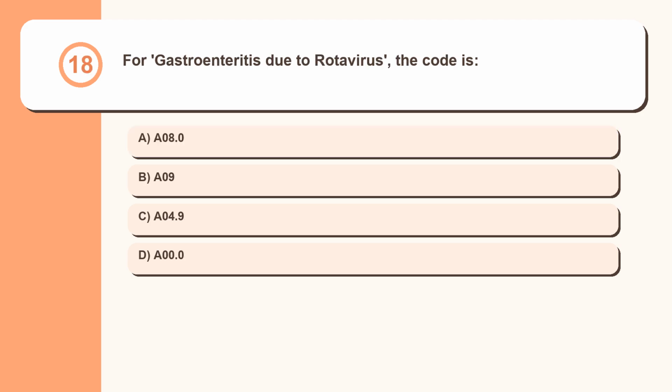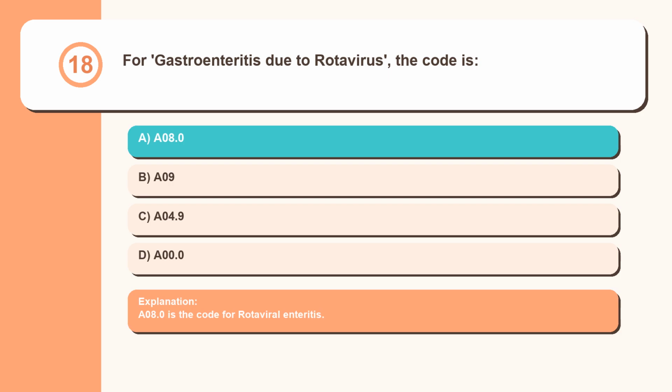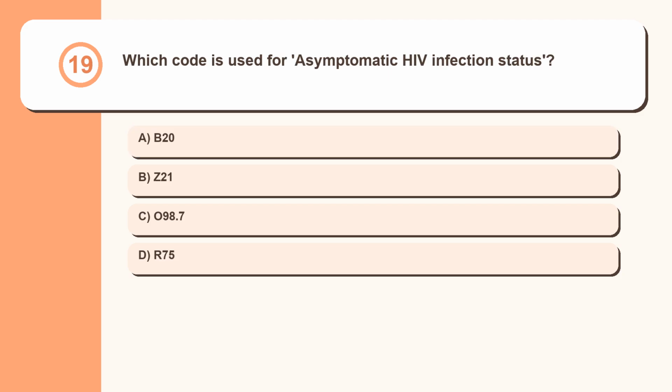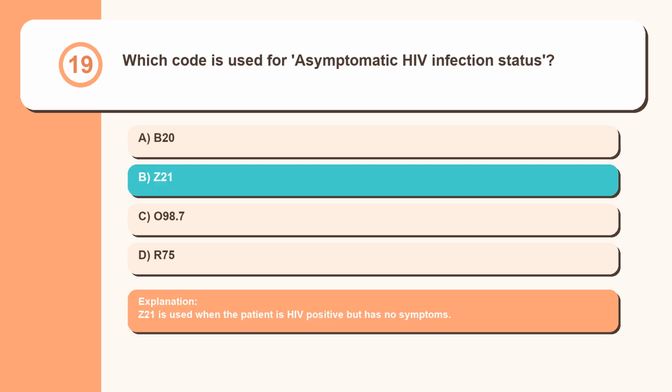Question 18. For gastroenteritis due to rotavirus, the code is A08.0, A09, A04.9, A00.0. A08.0 is the code for rotaviral enteritis. Question 19. Which code is used for asymptomatic HIV infection status? B20, Z21, O98.7, R75. Z21 is used when the patient is HIV positive but has no symptoms.